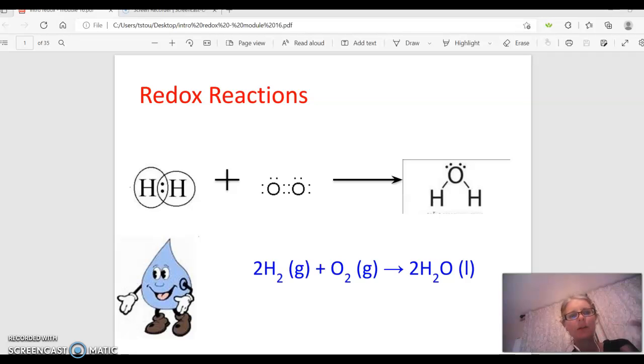All right, hi there. We're going to talk about redox reactions, and let me just get right started into it. I wouldn't take notes on this slide, I just want to kind of intro what they're all about.